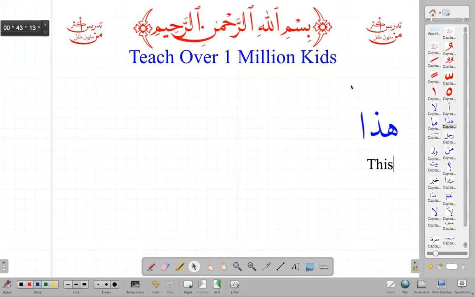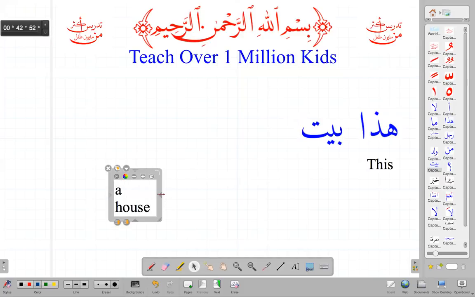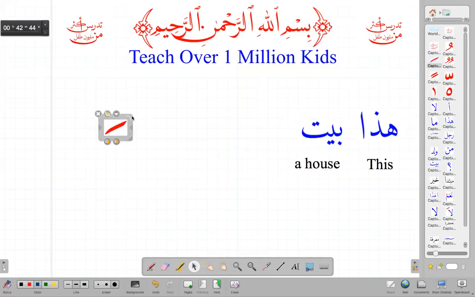For example, we say, this is a house. We say in Arabic, هَذَا بَيْتٌ. هَذَا means this, and بَيْتٌ means a house. Okay, this a house. We are going to put the vowels for you in these lessons, but in future lessons, inshallah, we are not going to put any vowel. That's the beginning.